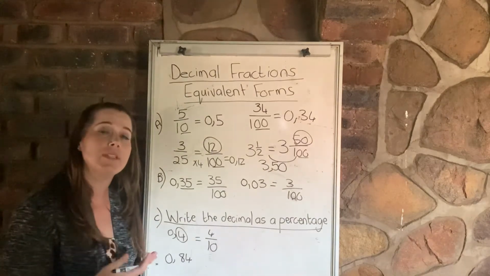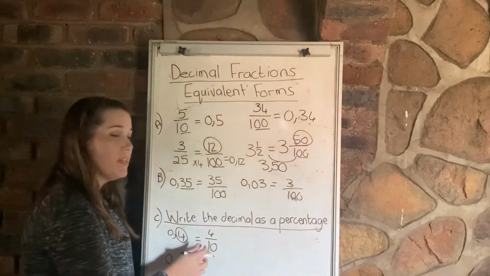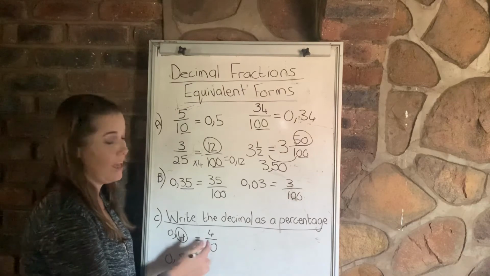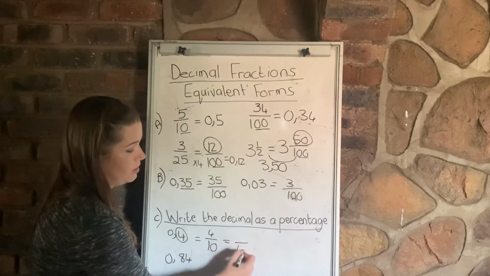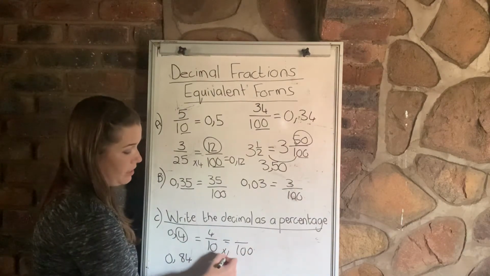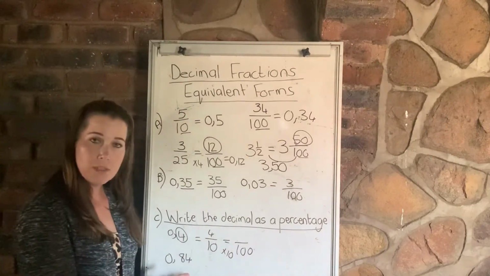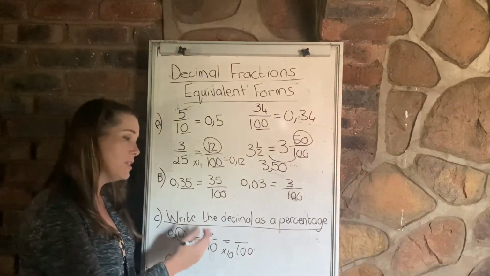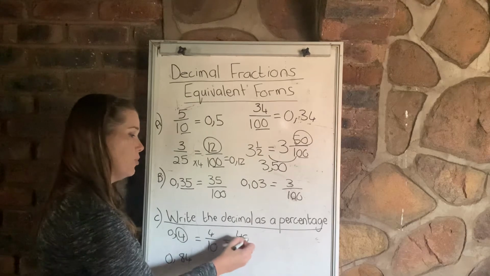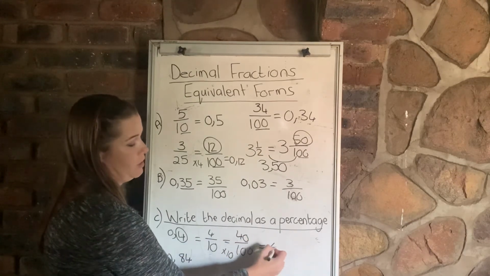And remember, all percentages are out of 100. So my denominator must be 100. How did I get 10 to 100? I times by 10. What I do at the bottom, I do at the top. So 4 times 10 is 40, which we know is 40%.